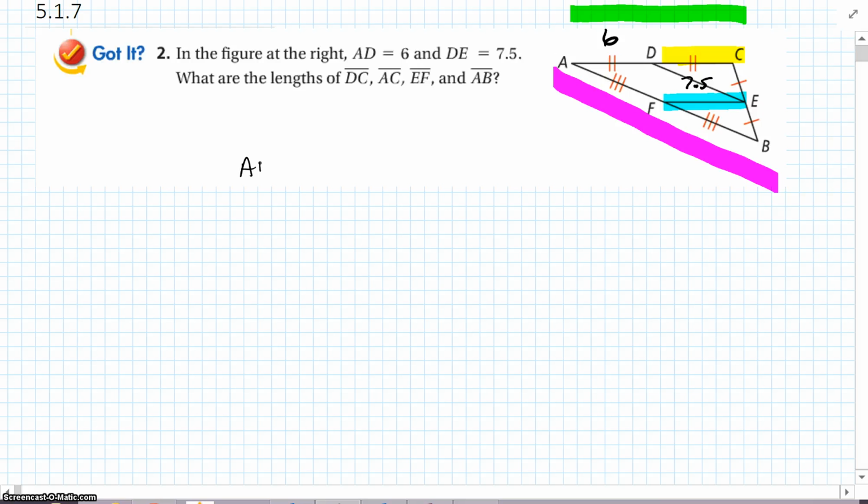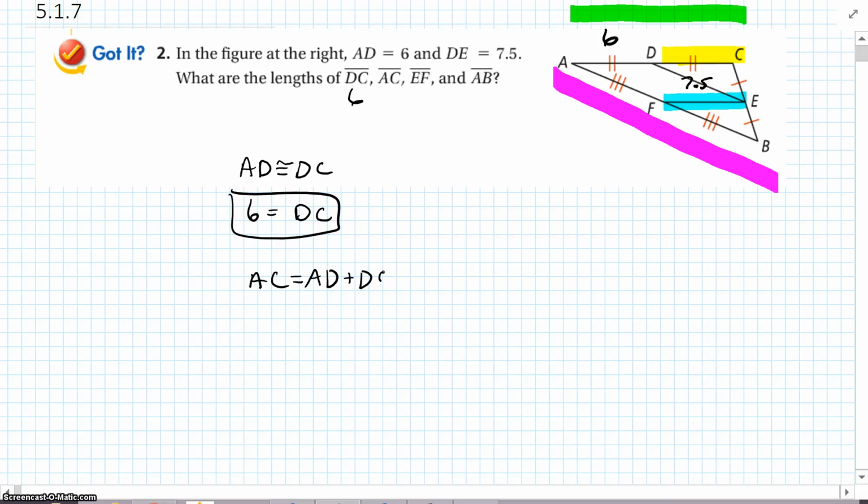Well, we know AD is congruent to DC, so 6 must be equal to DC, so we prove DC. AC is nothing more than AD plus DC, so that's 6 plus 6, so AC must equal 12. Again, pretty easy to prove that one.